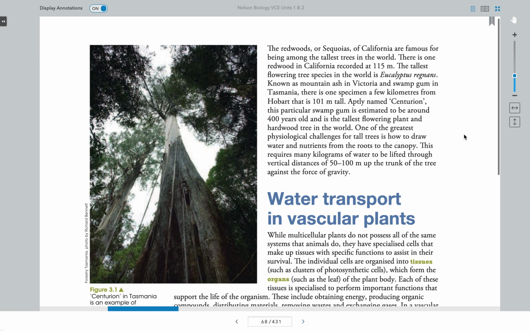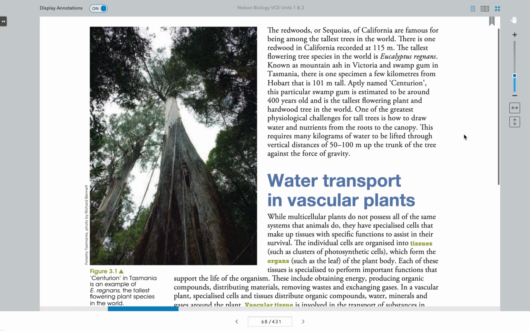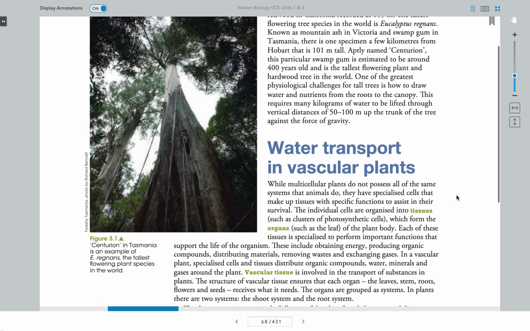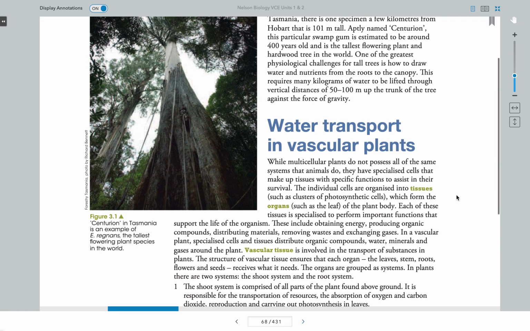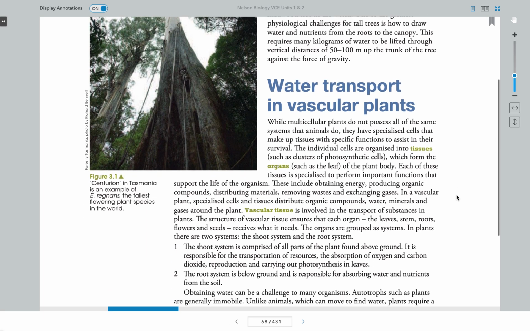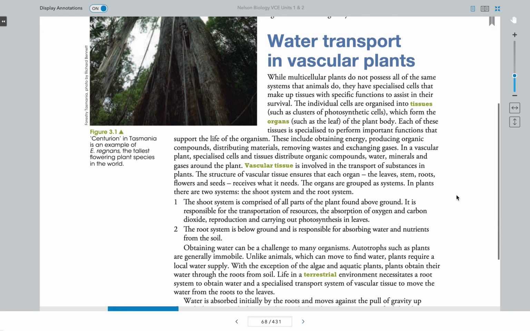One of the greatest physiological challenges for tall trees is how to draw water and nutrients from the roots to the canopy. This requires many kilograms of water to be lifted through vertical distances of up to 50 to 100 metres up the trunk of the tree against the force of gravity. Water transport in vascular plants.